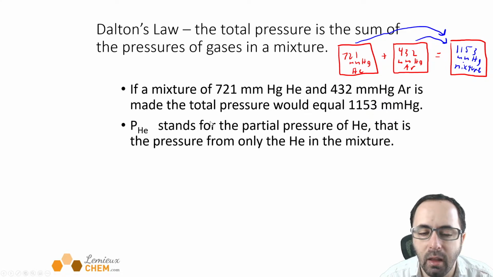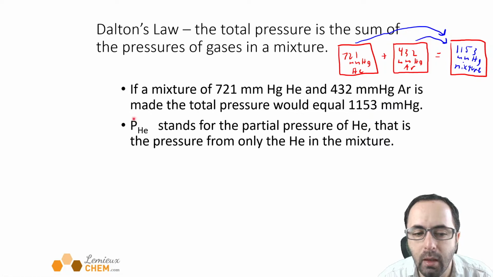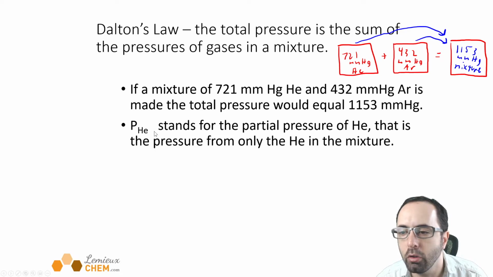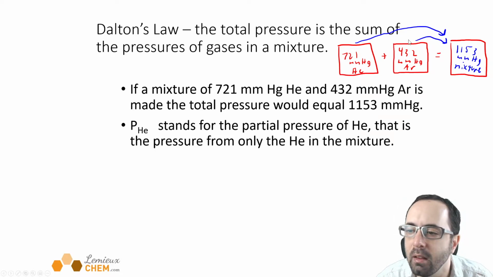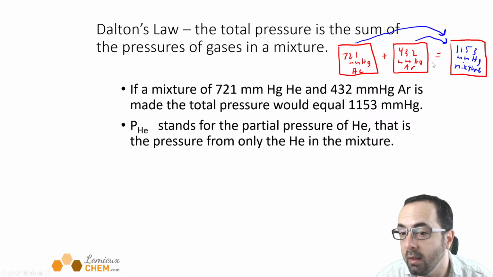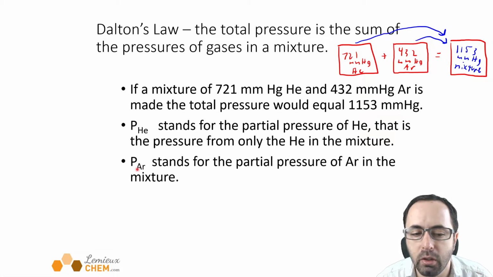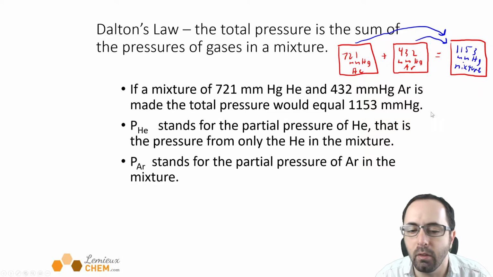We have a kind of notation for this. If we say big P with a subscript helium, that is indicating the partial pressure of helium. That means in this mixture, it is the part of the total pressure that is due to helium, which would be 721 millimeters mercury. Then the partial pressure of argon is indicated by a big P with a subscript argon, and that is the contribution of the argon to the total pressure, which would be 432 millimeters mercury. And again, the total pressure is from adding those two together.